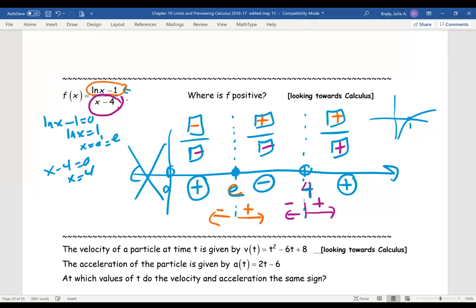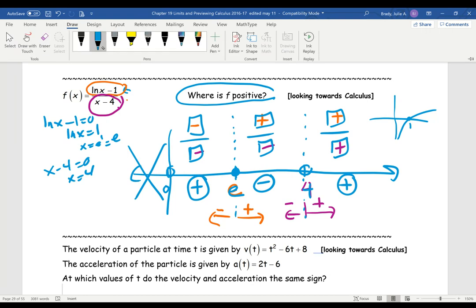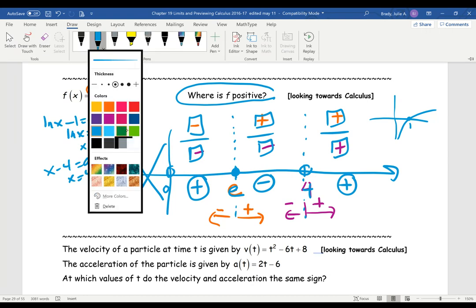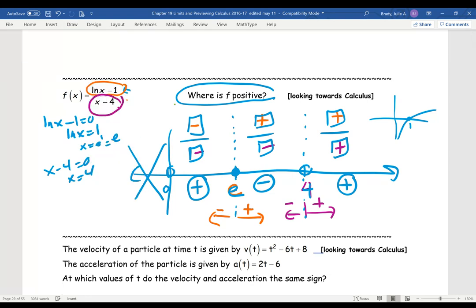And now actually let's answer the question. We didn't do it in the other one. It got a little crazy, but we can answer this question now. Let's grab green. Okay, so where is it positive? In this region. Not here because there's no output. Not here because the output's 0. Everywhere in between. Okay, where else is it? Not here because this output is undefined, but everywhere to the right.